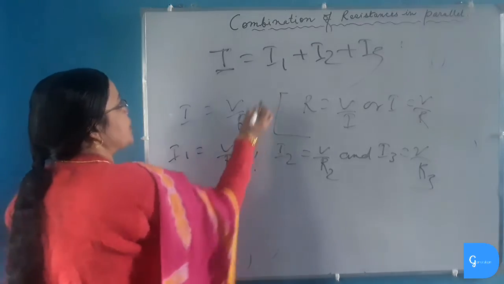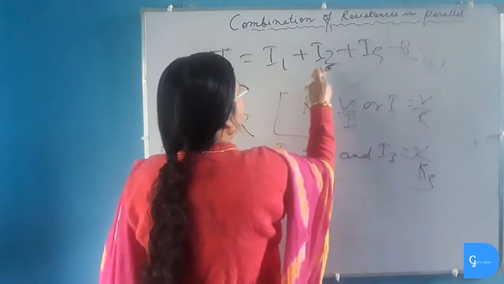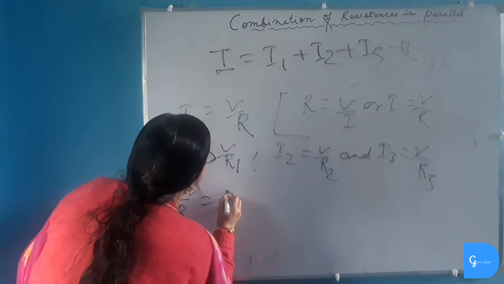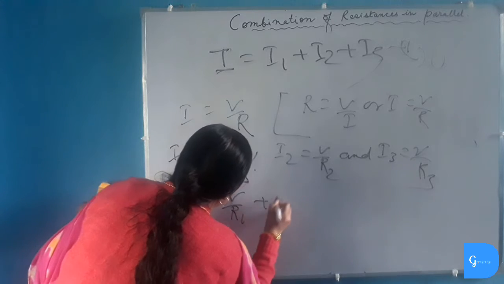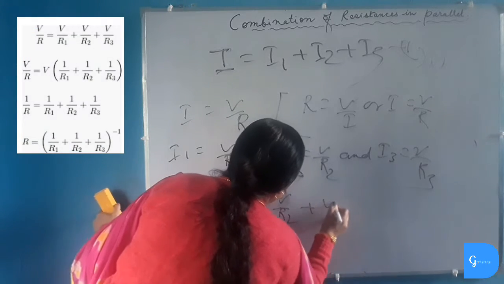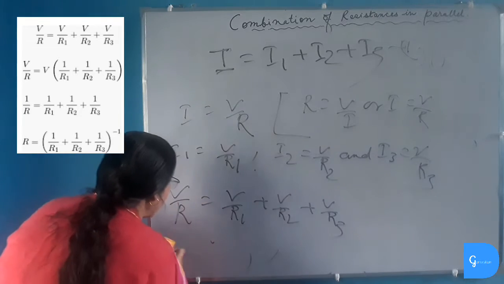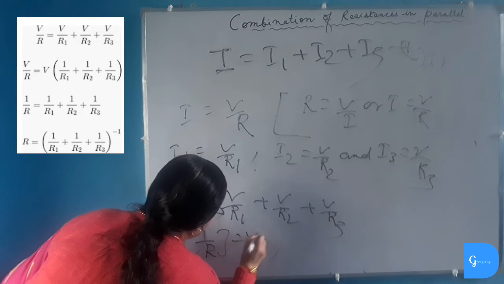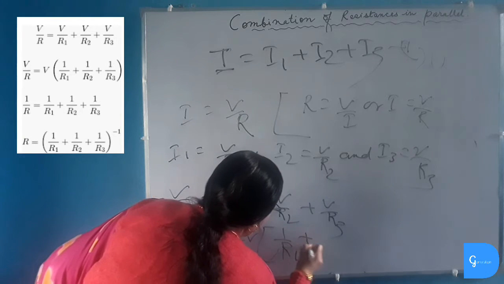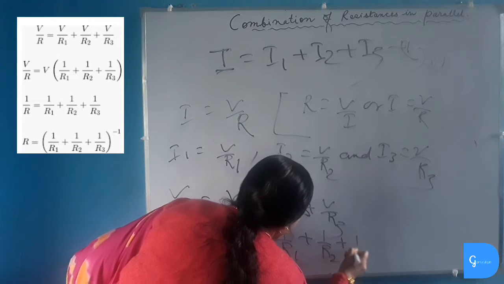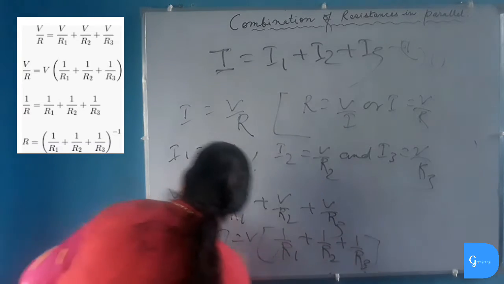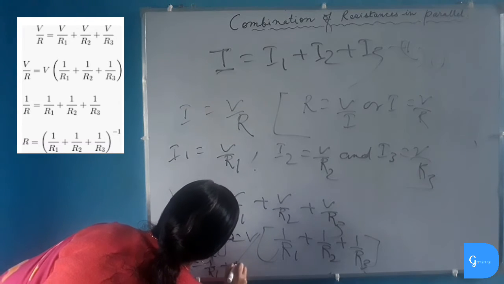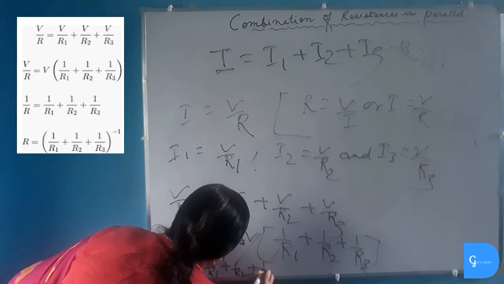Now we will put this value in equation I is equal to I1 plus I2 plus I3. V by R is equal to V by R1 plus V by R2 plus V by R3. We will take V common here. V times 1 by R is equal to V times 1 by R1 plus 1 by R2 plus 1 by R3. Thus 1 by R is equal to 1 by R1 plus 1 by R2 plus 1 by R3.